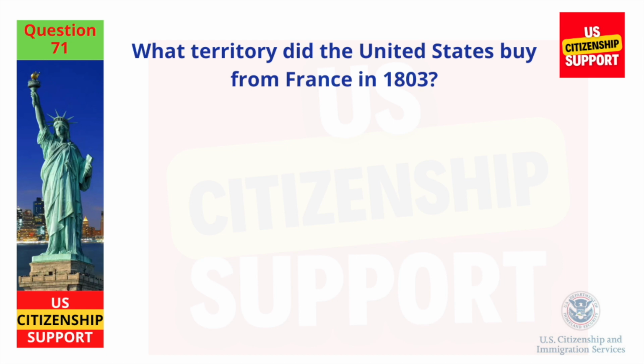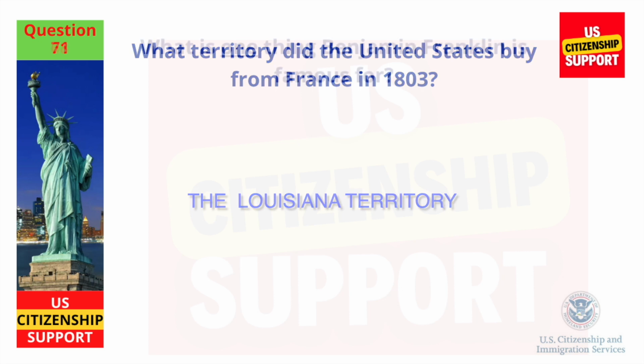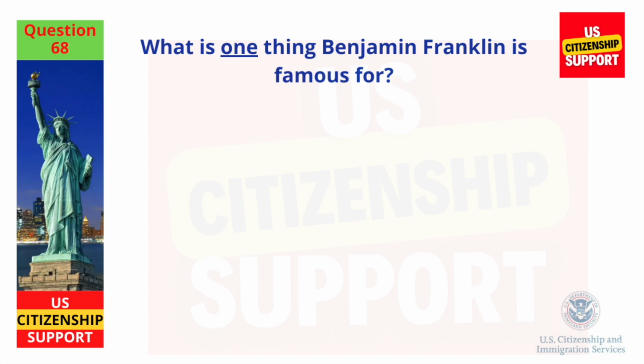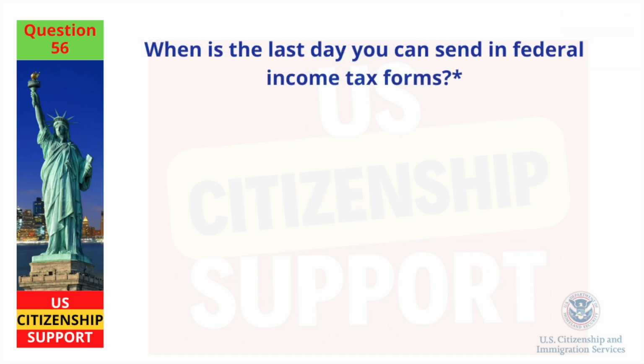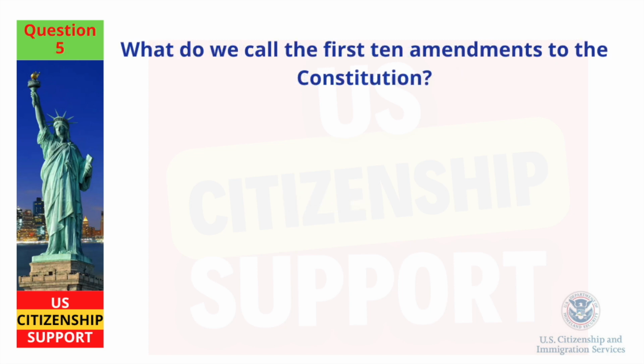What territory did the United States buy from France in 1803? The Louisiana Territory. What is one thing Benjamin Franklin is famous for? US diplomat. When is the last day you can send in federal income tax forms? 15 April. What do we call the first 10 amendments to the Constitution? The Bill of Rights.